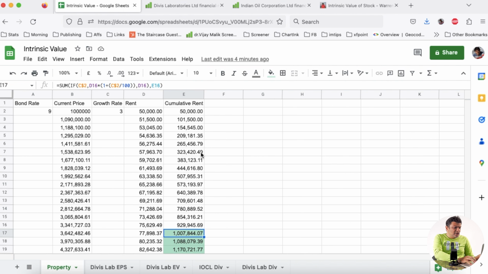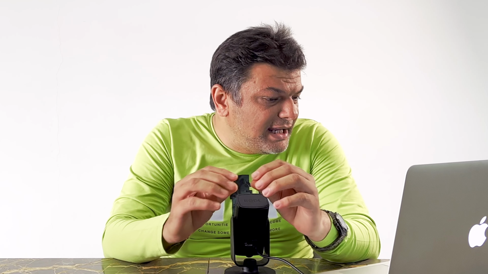However, let's look at the second example. Now we will look into a Divi's Labs example, and we will try to understand the discounted cash flow or intrinsic value of a business. What I have done is I have kept the same calculation, but we are applying it on the price and EPS basis. We are not applying it on the complete business buyout basis, because that would be too much to start with. We will definitely look into that, but first we will look at the EPS.